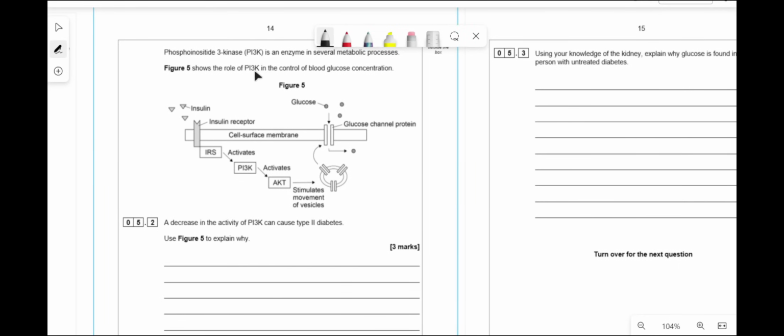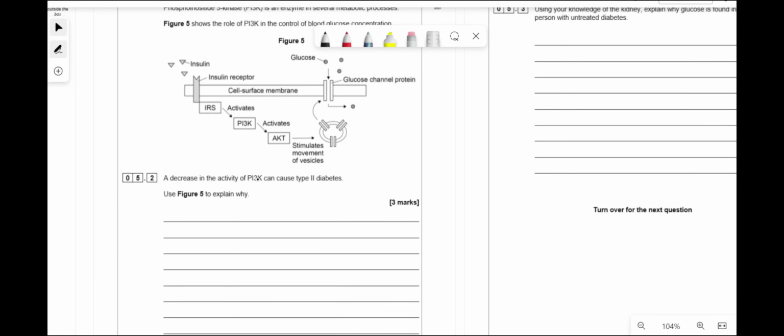Phosphoinositide 3 kinase, PI3K, is an enzyme in several metabolic processes, and Figure 5 shows the role of PI3K in the control of blood glucose concentration. So insulin binds to the insulin receptor, IRS activates PI3K, which activates AKT, AKT stimulates movement of vesicles, and what happens is you've got these vesicles that implant glucose channel proteins, and then you've got glucose coming in like that. So decreasing the activity of PI3K can cause type 2 diabetes. Explain why. So you need to look at the chain that's going on here and the pathways and see what problem's going on.